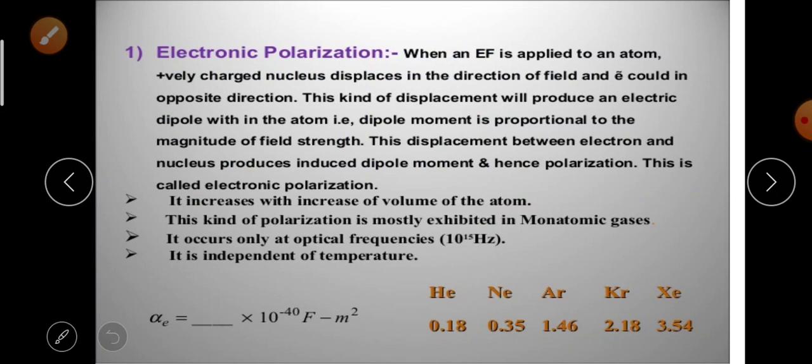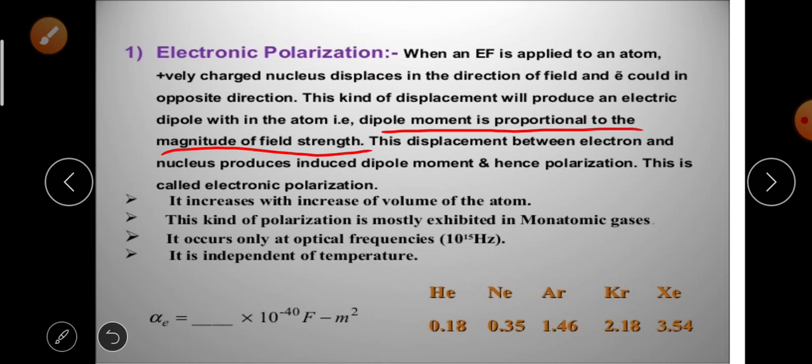Electronic polarization. When an electric field is applied to an atom, the positively charged nucleus displaces in the direction of the field and the electron cloud in the opposite direction. This kind of displacement will produce an electric dipole within the atom. That is, dipole moment is proportional to the electric field strength. This displacement between the electron and the nucleus produces an induced dipole moment and hence polarization. This is called electronic polarization.